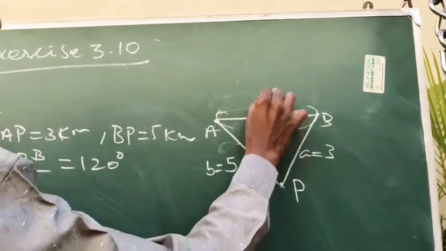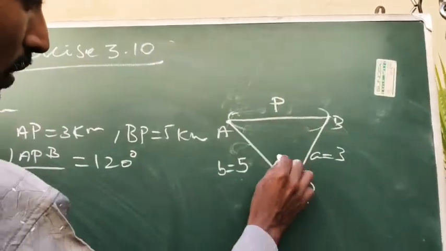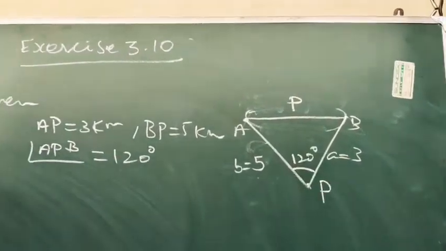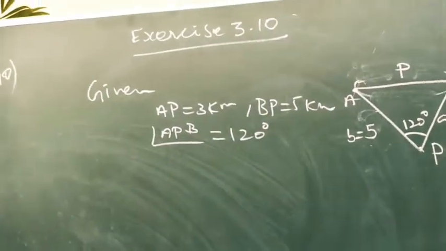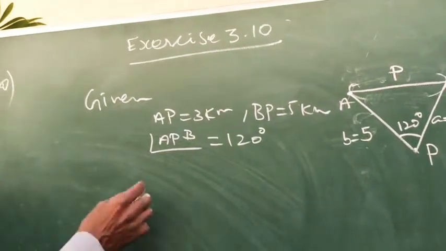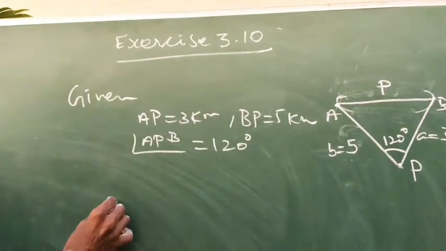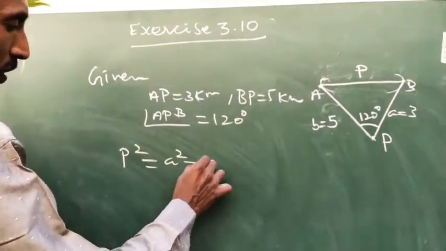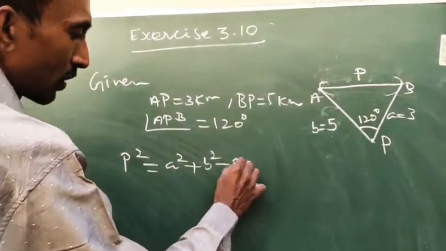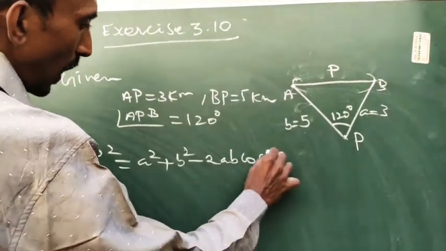So they are asking for P. This angle is given as 120 degrees. This is the basic information. Our aim is to find out P, so again use the cosine formula. You can write it here. Using the cosine formula, we get P square equal to A square plus B square minus 2AB cos P.